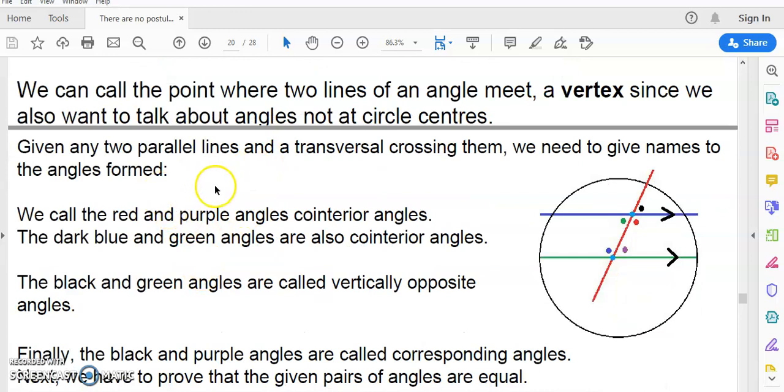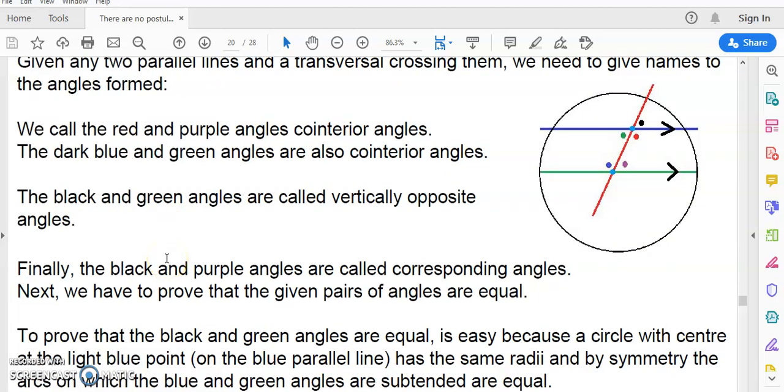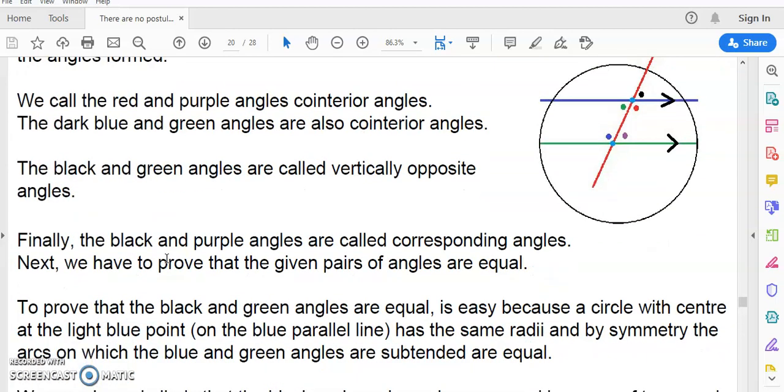So given any two parallel lines and a transversal crossing them, we need to give names to the angles formed. Now pay very careful attention here, okay, because this is really important. We call this red angle and this purple angle supplementary angles, because they lie on the same side of the transversal between the two lines that are crossed. They're not necessarily parallel, they don't have to be parallel. The dark blue and green angles, denoted by these dots here, are also supplementary angles because they lie on this side of the transversal.